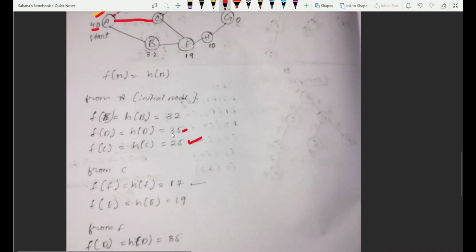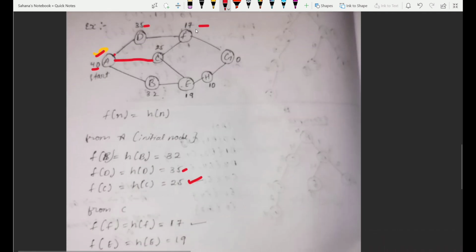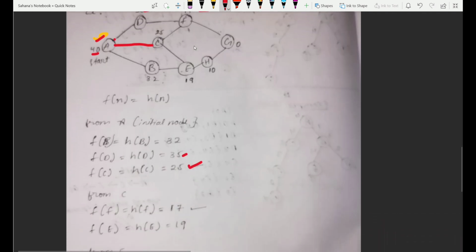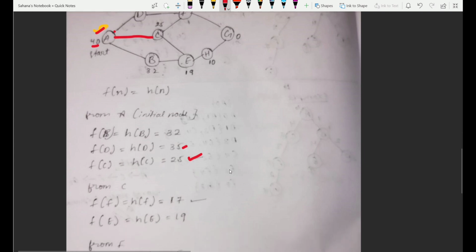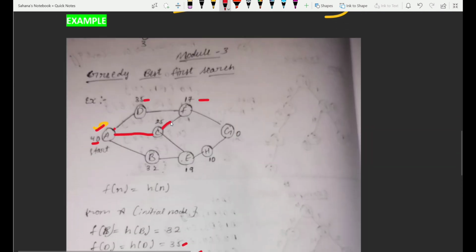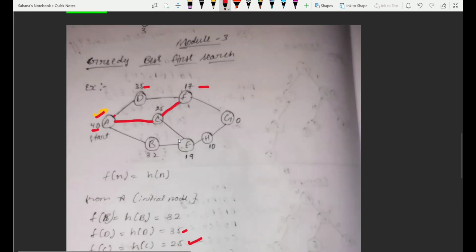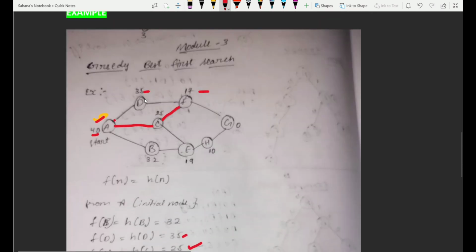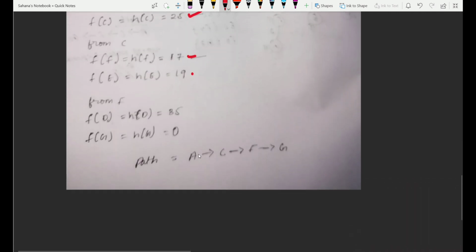From node C, we explore its neighbors again. h of F is 17, and h of E is 19. Of these two, 17 is lesser, and that is node F. Again, from C we will travel to F. Then from F we find the shortest path by looking at its neighbor nodes: h of D is 35, and h of G is 0. Then finally we got the goal node, so we will stop here. The path is from A to C, then C to F, then F to G. This is our solution. Thank you guys.